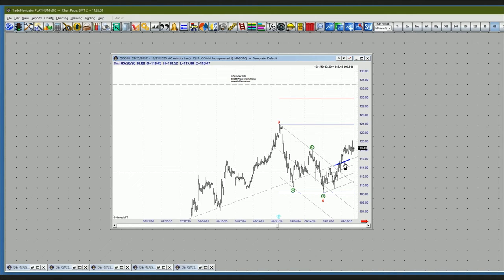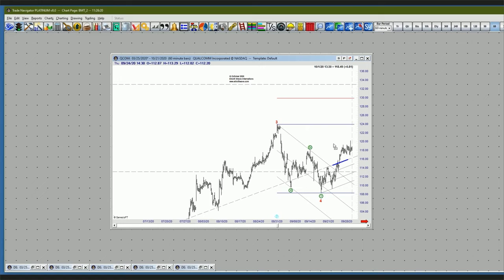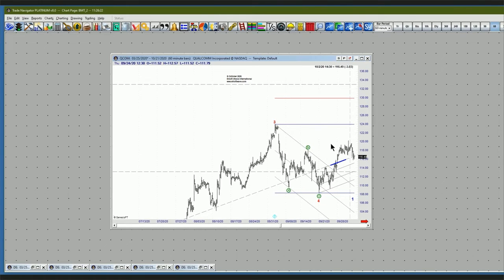So really what's holding me back from buying 118 is the math. Okay? So if I can maybe buy 116 with a stop at 114 or 113, I've dropped my risk from $5 a share down to $3 a share. That's much more acceptable. So let's see what happens here.